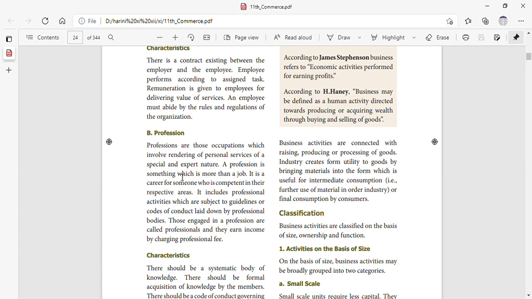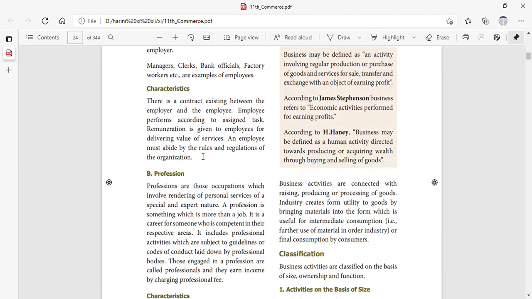Similarly, if you are going to file tax, you are earning so much money. You want to file tax. Can you do it alone? No. You need an auditor to do that particular work. Similarly, if someone is breaking the law, you need a lawyer to file a case, so that he will plead on behalf of you. So all these things will come under profession.